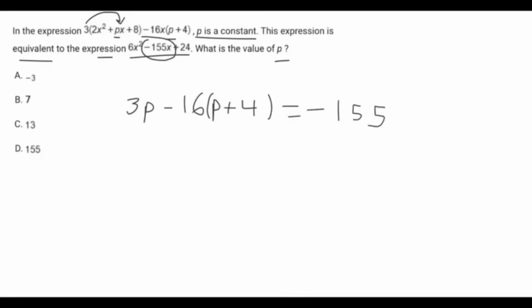All right, let's just do some distributive property. So negative 16 times p, negative 16p.